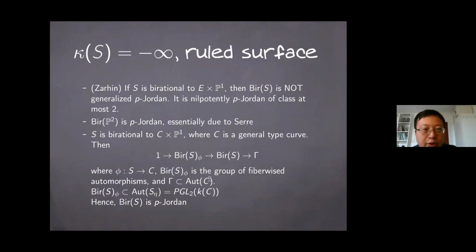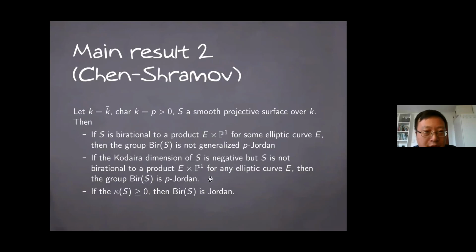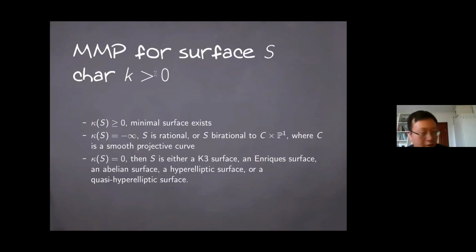I actually will prove it in the end, but I first skip. Okay, so yeah, the classification is just similar to this. If the Kodaira dimension is non-negative, the minimal surface exists. So here we need a similar argument. If you are interested, you can find this in, for example, a standard textbook on positive characteristic surfaces like Badescu. You can find all the proofs.